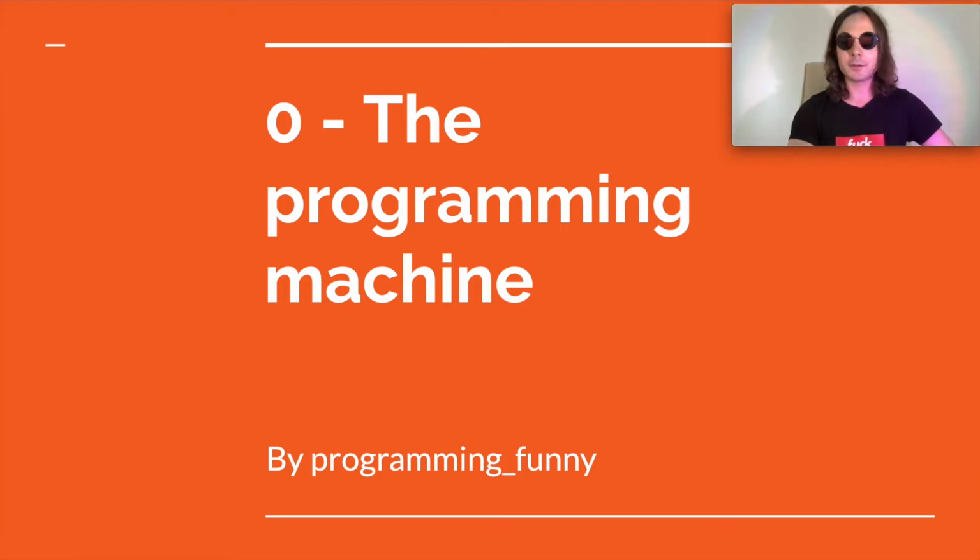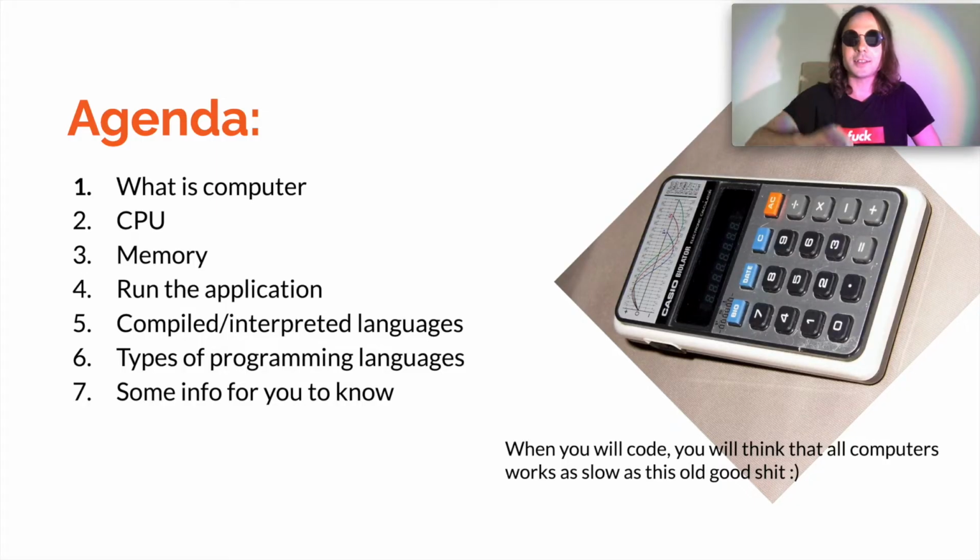Today our main topic is the programming machine. We'll talk about what exactly a computer is, what a CPU is, what memory is, how the CPU works, what the different architectures of CPU are, and about the types of programming languages. It is important, and I will tell you why.